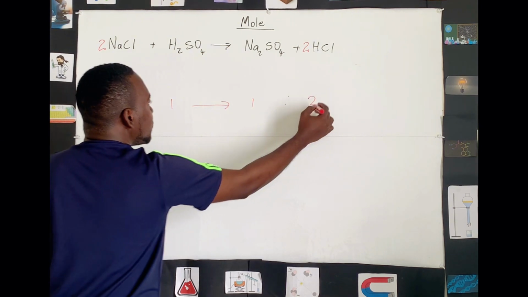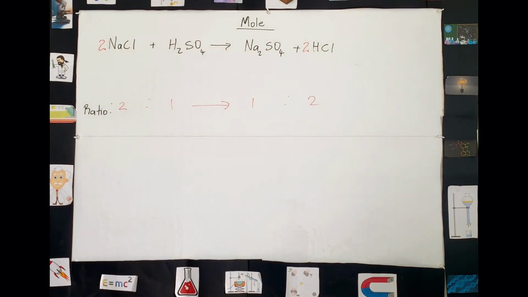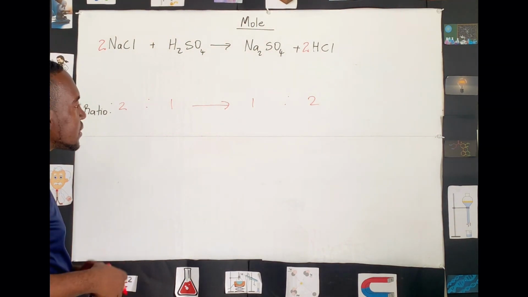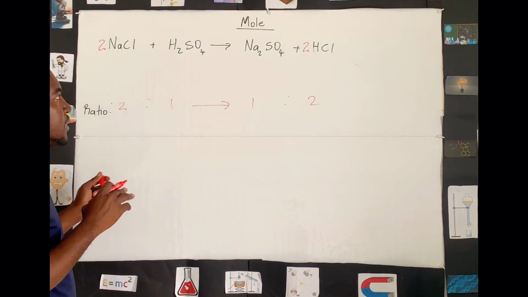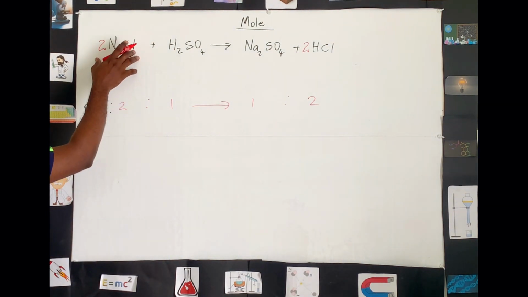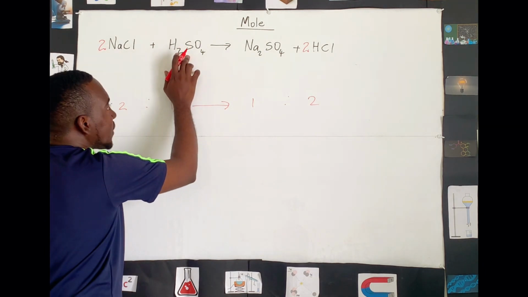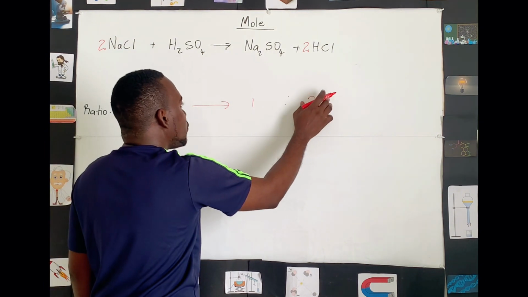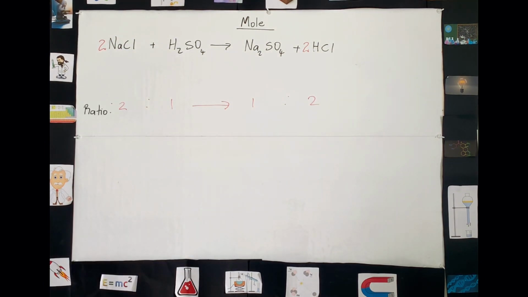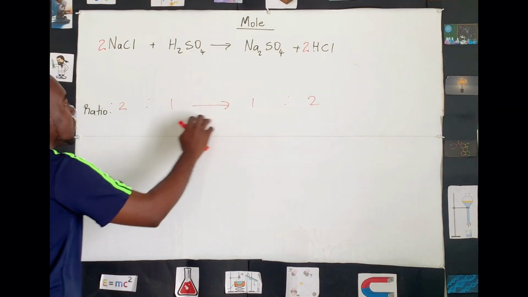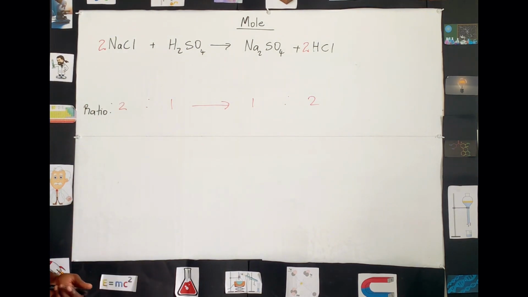So therefore, in reality, if we're supposed to do this experiment with the same quantities as this formula, it would mean that we need 2 moles of sodium chloride, 1 mole of sulfuric acid, and that will produce 1 mole of sodium sulfate and 2 moles of hydrogen chloride. But in an experiment, most times this is not our ratio of what the moles would be.